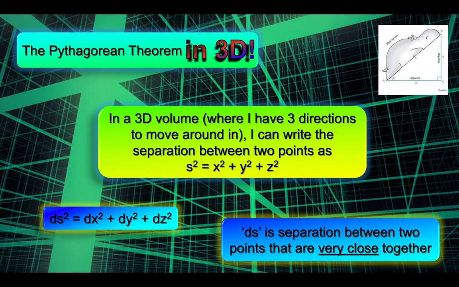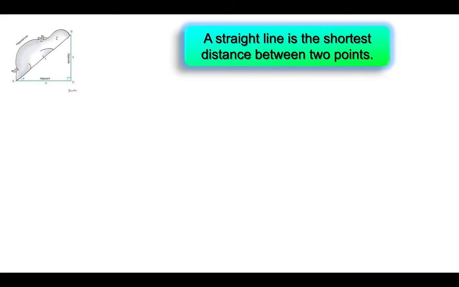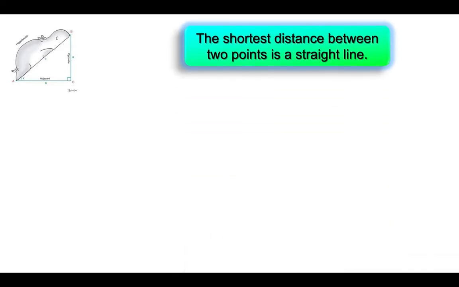Why am I bringing this up? Well, often it is said that a straight line is the shortest distance between 2 points, but for the context of cosmology, I would rather change this reasoning around. I would rather say the shortest distance between 2 points is what we call a straight line.